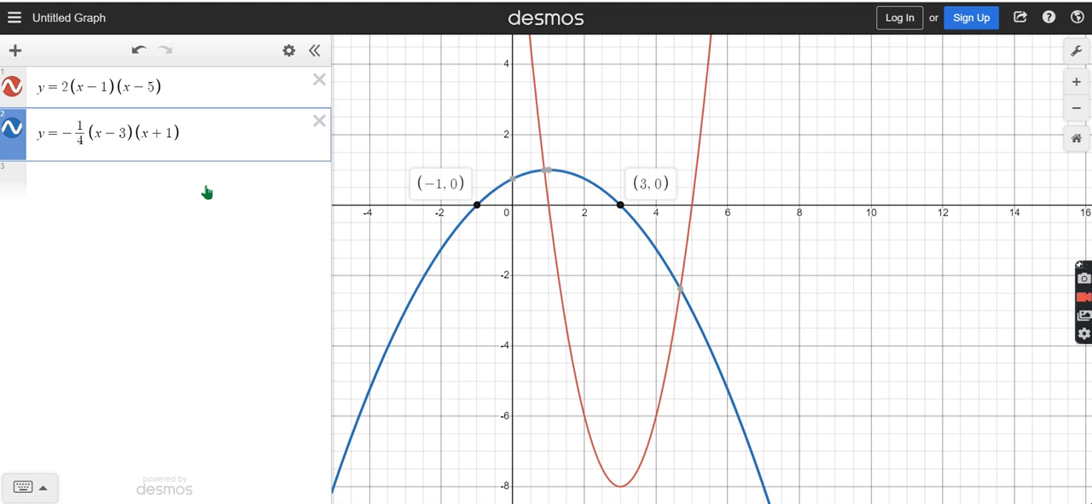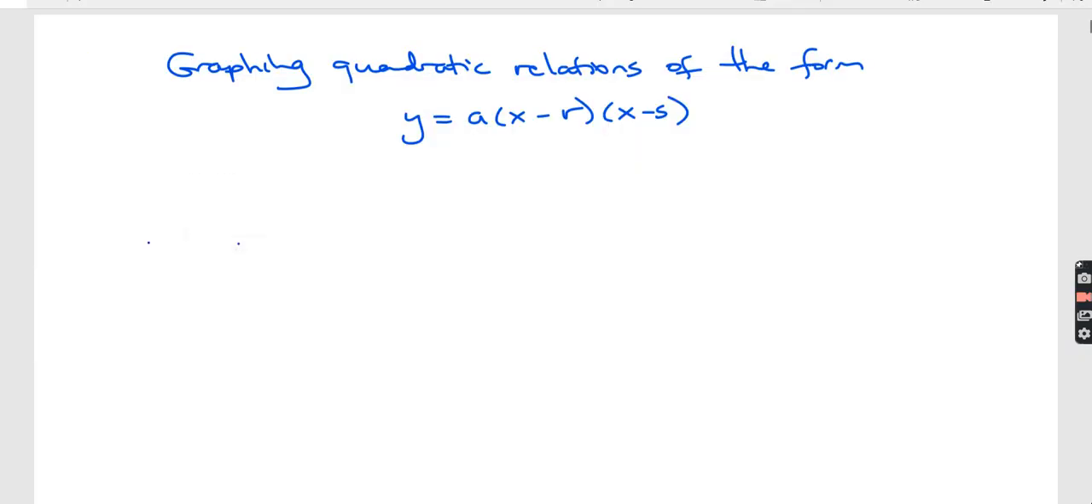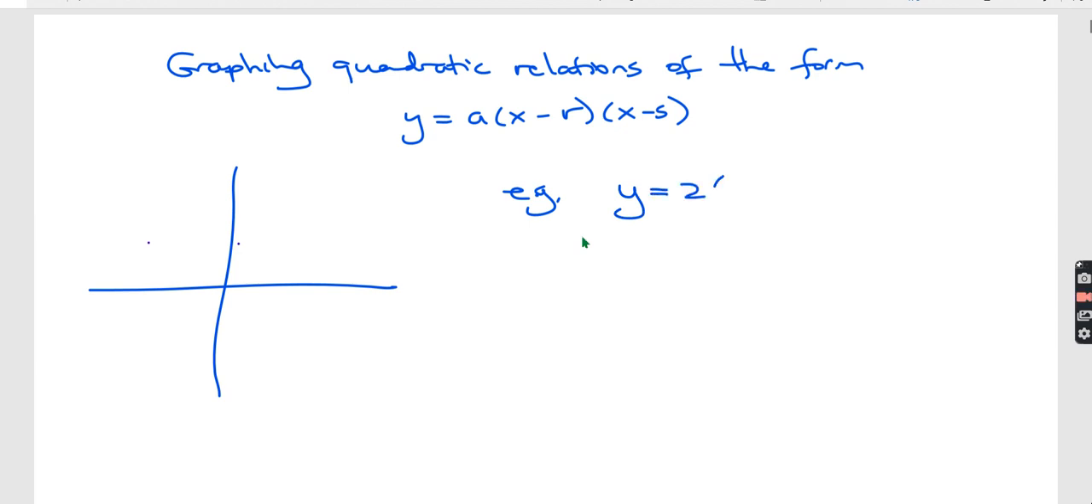All right, let's do a little bit of practice. So this, we can see how Desmos will graph it, but how will we graph it by hand? So let's see. I'm going to do just a basic sketch. Okay, so I'm just going to do this. All right, and let's give an example. So let's say y equals 2(x plus 3)(x minus 7).